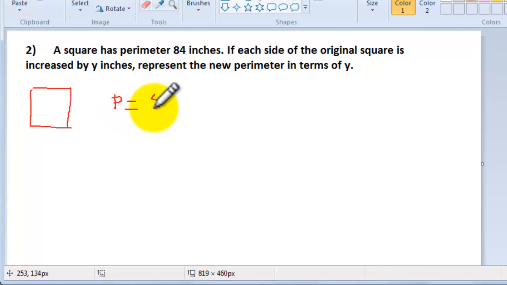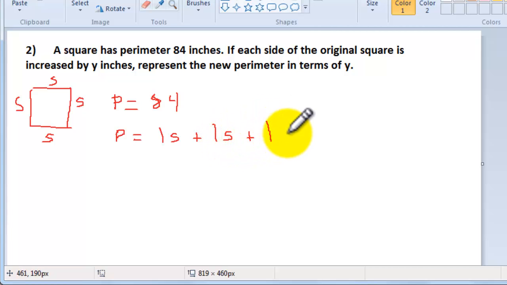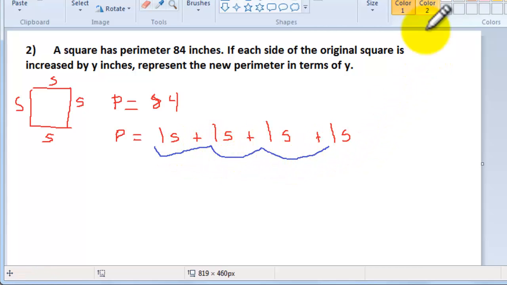If it equals 84, and you know that a perimeter is equal to s plus s plus s, we did that before. S plus s plus s. So 1s plus 1s, and you can have a 1 in front of these s's. It doesn't matter, because 1 times any number is just itself. But I'm just showing you, we know this is the formula for a perimeter, which is then we're adding 1 plus 1 plus 1 plus 1, which equals 4s.